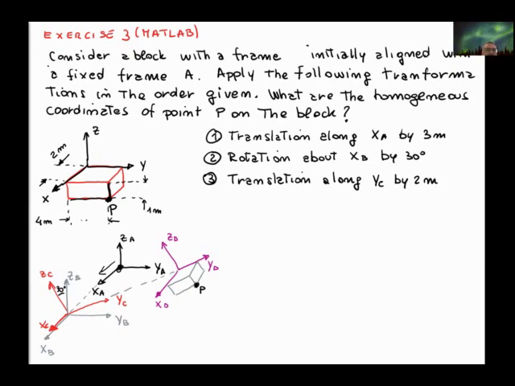Then we do a pure rotation about the XB axis, and we obtain the frame C. That will be a 30-degree rotation. Then again, we do a pure translation along this axis and of 2 meters, and we get the D frame. And once we have the D frame, we know that the block is this one and is located in the D frame in this way. So once we have the D frame, the point P in the D frame, it's how much?